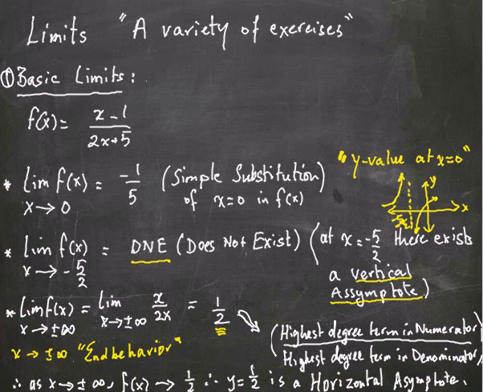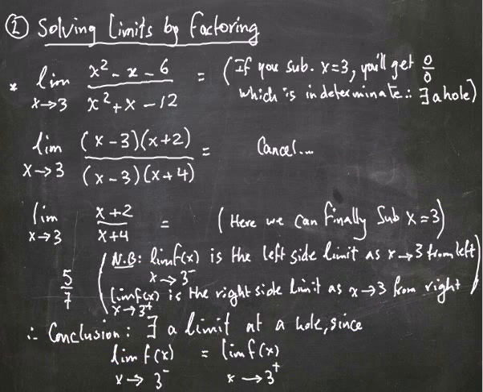And therefore, if f of x is approaching half when x approaches plus or minus infinity, then y equals half is a horizontal asymptote. That would be the basic limits exercises that you would get. From here on, we will do a bit more advanced limit solutions and solve limits by factoring.